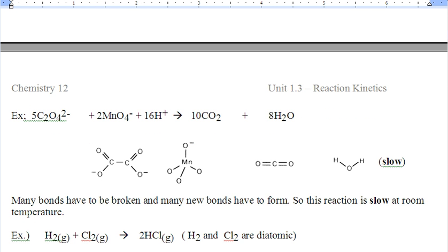Here's another example. Lots of covalent bonds. That's going to be a slow reaction. You've also got 5 of them to break. That's a lot. That's a slow reaction.